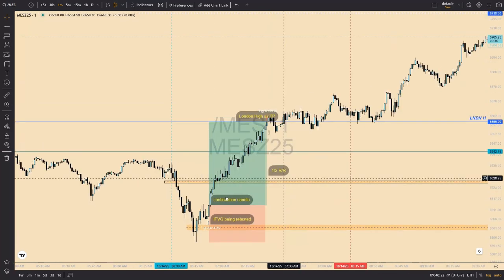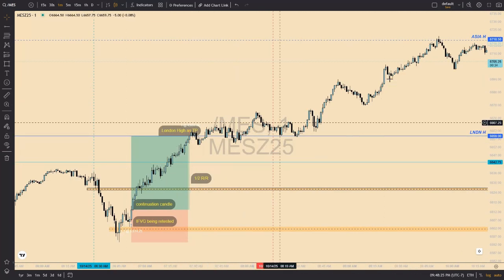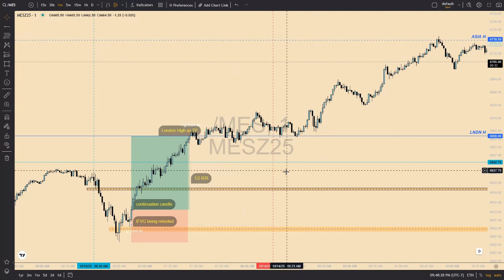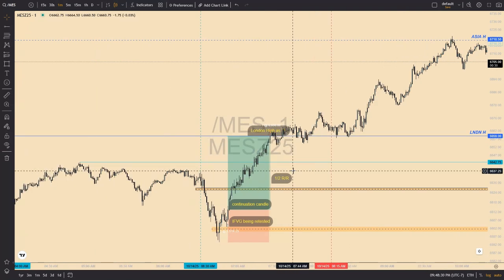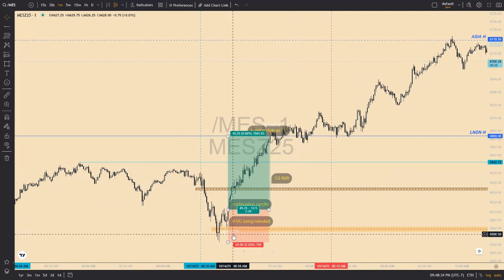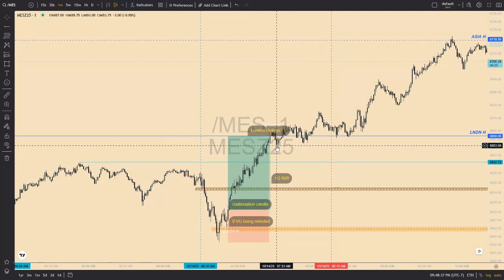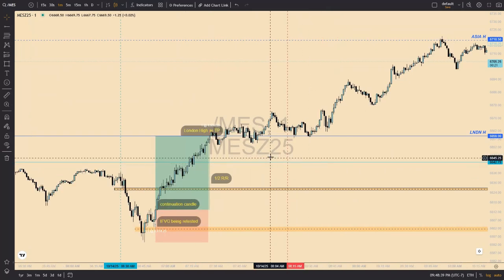I did miss out on some extra profit if I'd held all the way to Asia, but again, I've learned the hard way that in trading it's oftentimes better to be safe than sorry, especially when you already have something like a 1 to 2 risk to reward. You don't want to get too greedy.